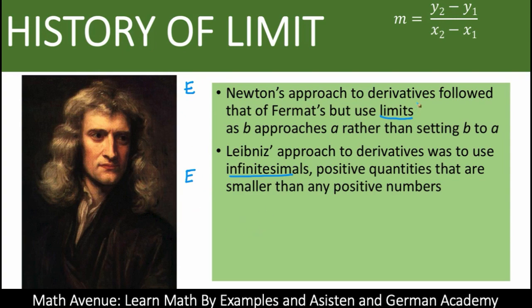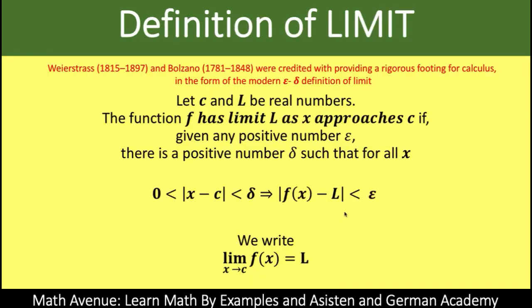So we mentioned here the word limit. For many mathematicians during that time, they were looking for a foundation that will become the basis for that very small number E as imagined by Pierre de Fermat. And 200 years later after Fermat, German mathematician Weierstrass and Bohemian mathematician Bolzano were credited with providing a rigorous footing for calculus in the form of the modern epsilon-delta definition of limit. And this is now the rigorous definition of limit.